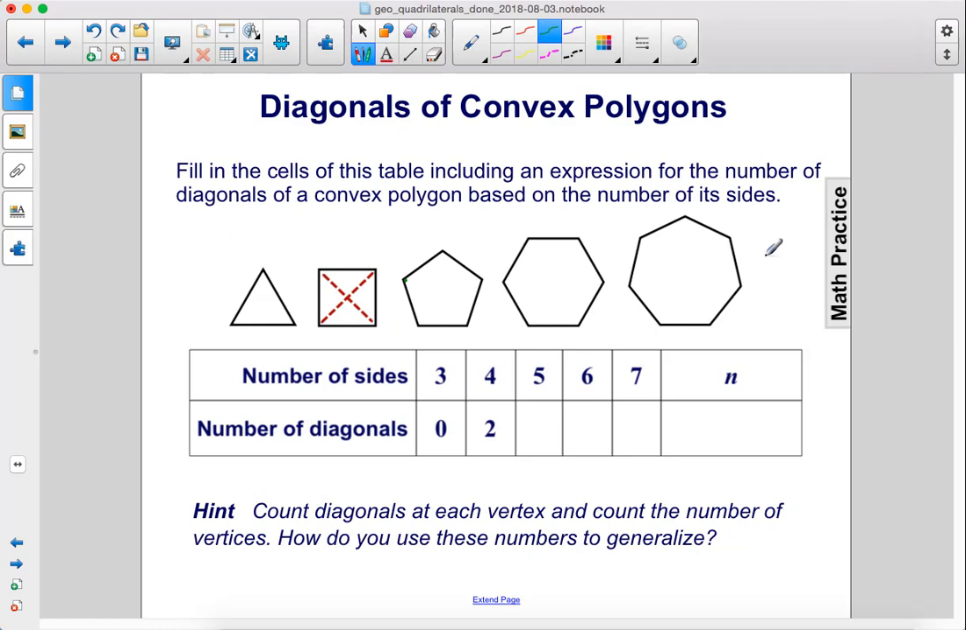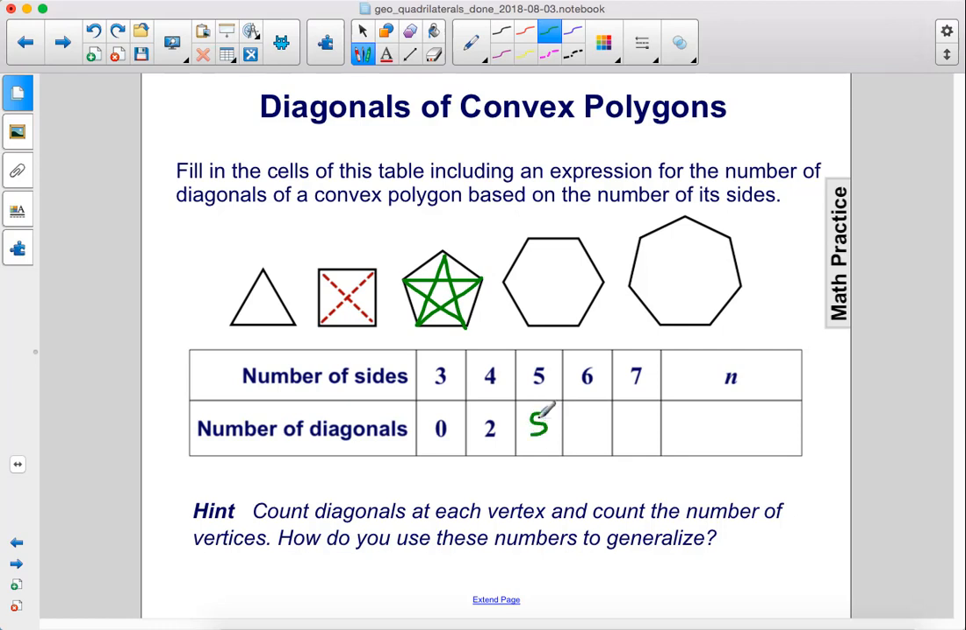Fill in the cells of this table, including an expression for the number of diagonals of a convex polygon based on the number of its sides. Alright, so for a polygon with 3 sides, a triangle, there's 0 diagonals, since all of these vertices are adjacent to one another. If there's 4 sides, a quadrilateral, we have 2 diagonals. If there are 5 sides, we have 5 diagonals, which is what we did on the previous slide. It looks just like that.